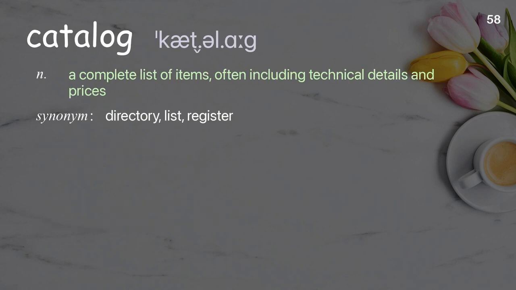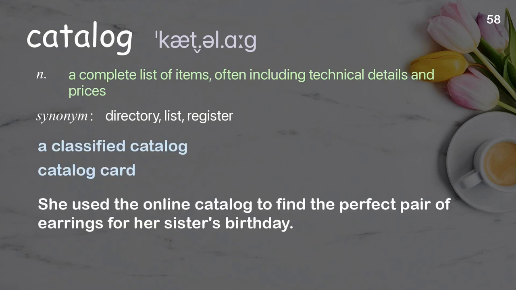Catalog. A complete list of items, often including technical details and prices. Examples: a classified catalog. Catalog card. She used the online catalog to find the perfect pair of earrings for her sister's birthday.